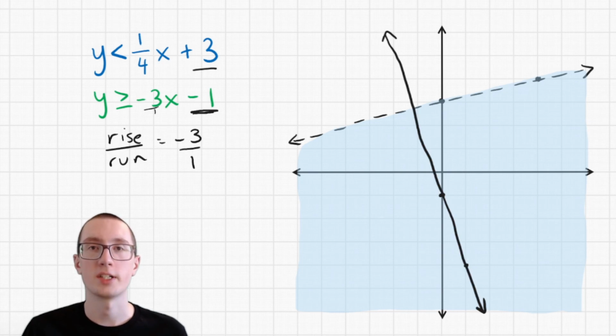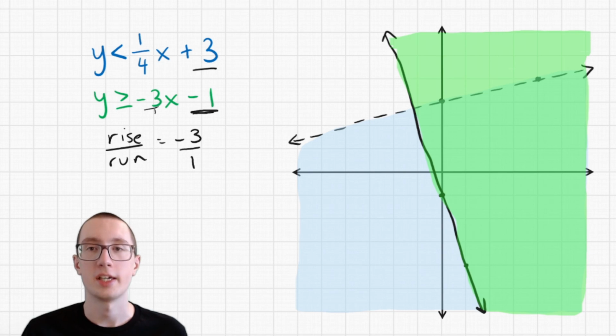So now we need to decide, are we going to shade in the bottom or the top? Well, we have a greater than sign here. Y is greater than this equation, and greater than means we're going to shade everything above the line. So in green, I'm going to go ahead and shade in everything that is above this line. So there we go. That is the graph of y is greater than or equal to -3x minus 1.